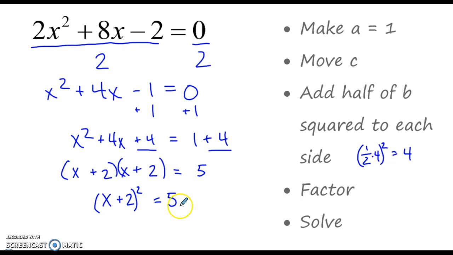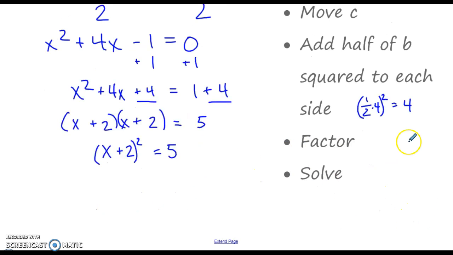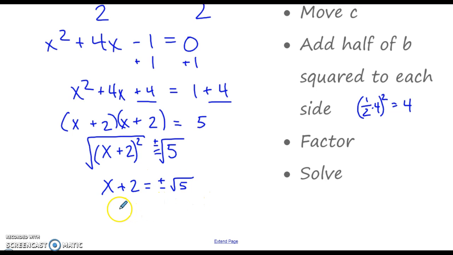So I've factored it, and now to solve that, we're going to use the method we just did in the last example, where we square root both sides. So I square root this side to get rid of the squared. I square root this side, don't forget your plus or minus. The square root gets rid of the squared, and I get x plus 2 equals plus or minus the square root of 5. Subtract 2 from each side, and you get your answer. x equals -2 plus or minus the square root of 5. So there you go. That is completing the square.